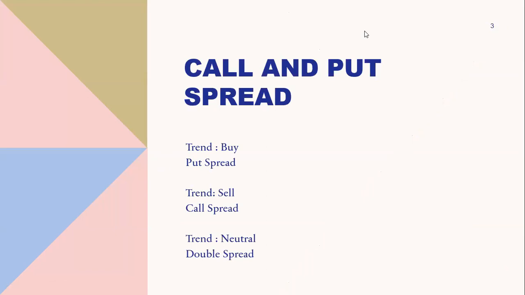Basically, for the call and put spread, we divide the spread based on the trend. Suppose the trend is buy, we go for the put spread. Suppose the trend is sell, we go for the call spread. Suppose the trend is neutral, we go for the double spread. So what is a spread actually? When you do a call spread or a put spread, we buy and sell only two legs of the option.